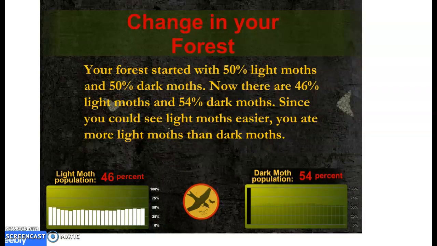Okay, so this one wasn't a huge jump. They didn't really put me in there that long, but same thing, 50-50 to start. The light moth population went down. We saw a decrease because the light were easier to see. So in the data table, these are the numbers you use: 50-50 to start.